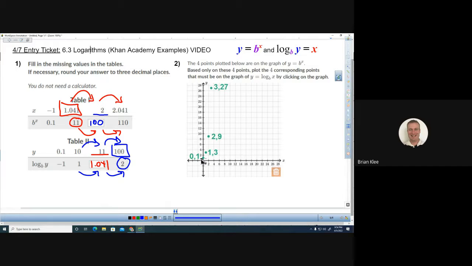And now, same overall idea here: 0, 1 would become 1, 0. 1, 3 would become 3, 1. 2, 9 would become 9, 2. And 3, 27 would become 27, 3, right about there. Now, if I draw not super awesome, but close curves that hit these points, there's the logarithmic. Here's the exponential.